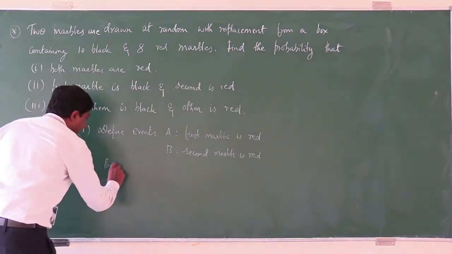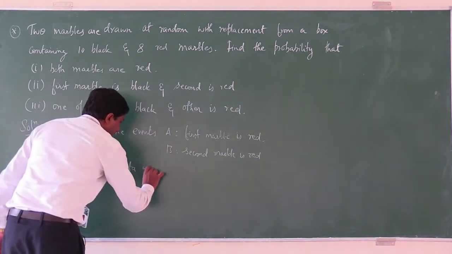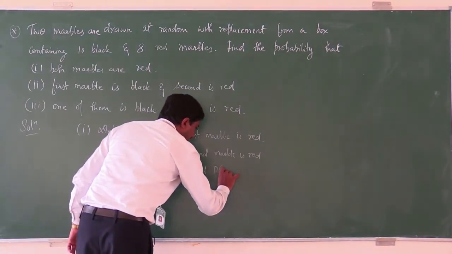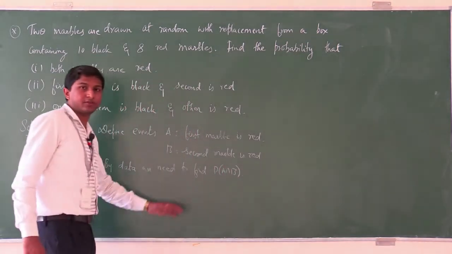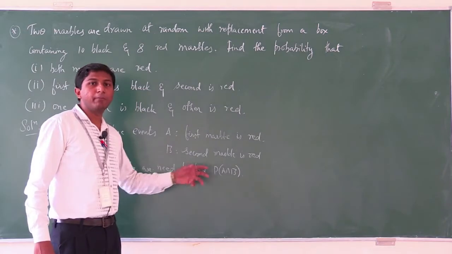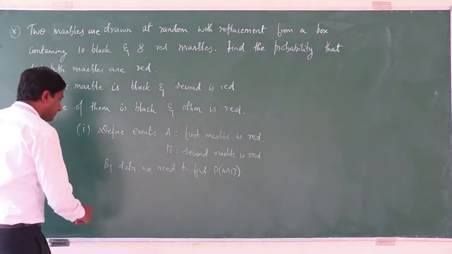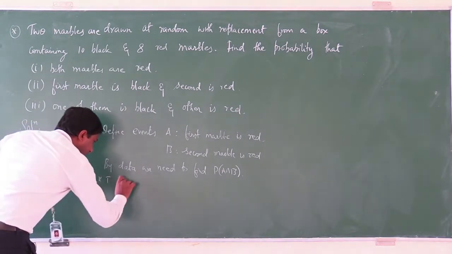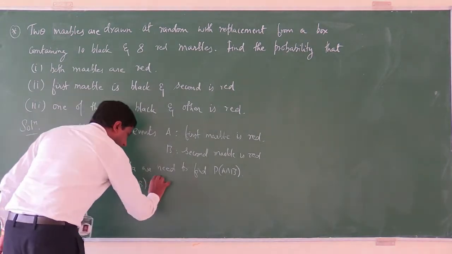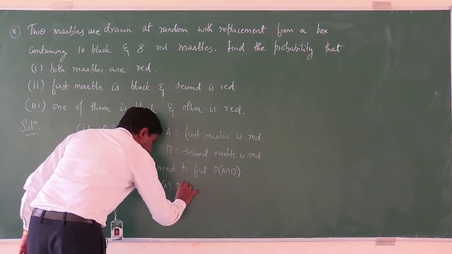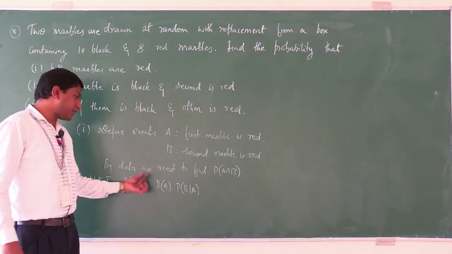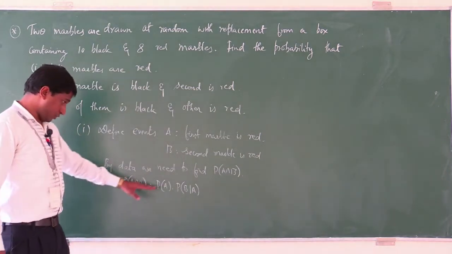So by data, we need to find P of A intersection B. Now, what is P of A intersection B by the multiplication theorem of probability? We know that P of A intersection B is nothing but P of A into P of B given A. This we know from the multiplication theorem of probability. So what is P of A?